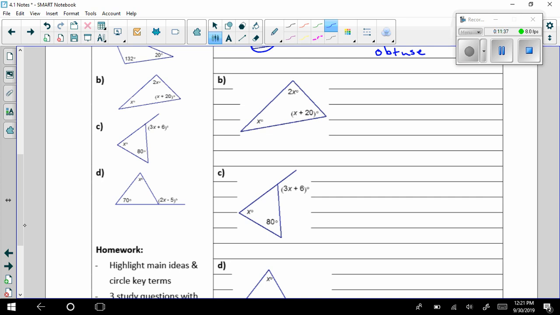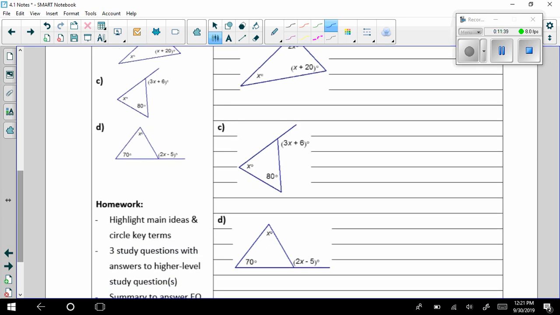But let's talk about part C. If we use that formula from above, we know that these two non-adjacent angles, x plus 80, the sum of those is equal to this outside angle, so 3x plus 6. Go ahead and solve that out. Okay, so x is 37.